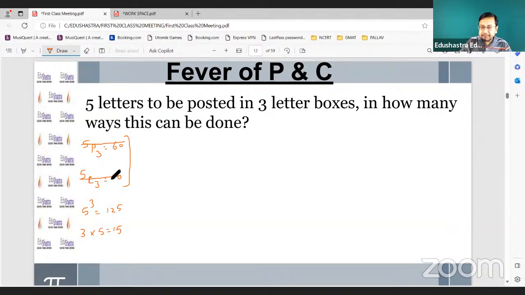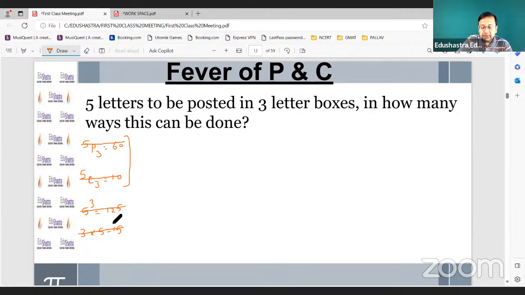Come to the third one. 5 raised to 3, 125. So this is 5 into 5 into 5, right? So suppose you have posted the first letter in 5 ways, right? As you're saying. So the second letter again you are posting in 5 ways, right? Because 5, 5, 5. But if you have posted one letter, then for the second, the number of letters will go down, right? So this answer is also not correct. And this too is not correct. This is no logic, nothing, right? What to do now?